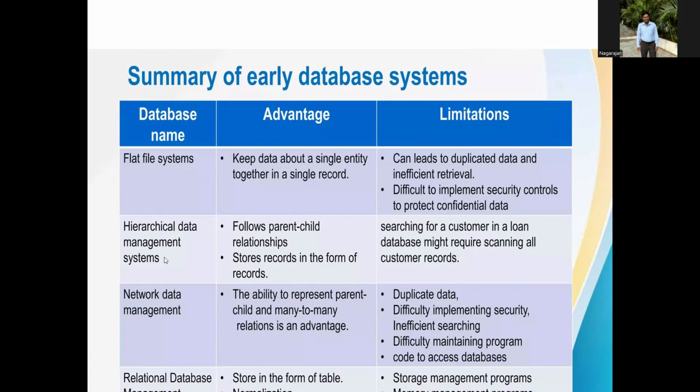Hierarchical data management systems follow a parent-child relationship only, and the data is stored in the form of records, that is, row and column wise only. When finding a customer in a loan database, we need more steps and it has to scan the entire record. Then in network data management, it represents child and many-to-many relations, and again there is a chance of getting duplicate data and program maintenance issues and so on.